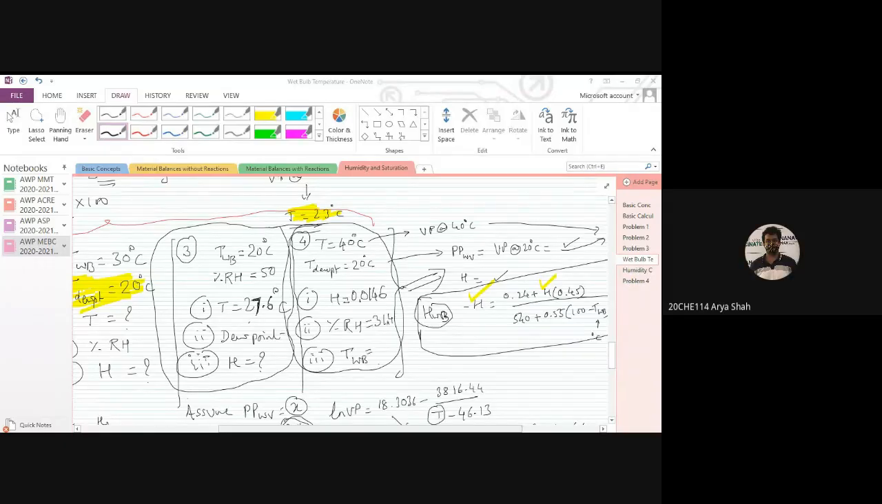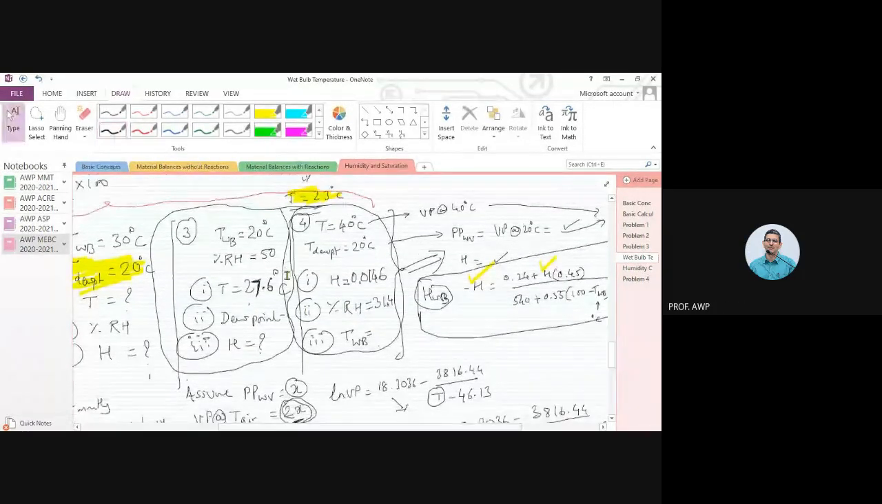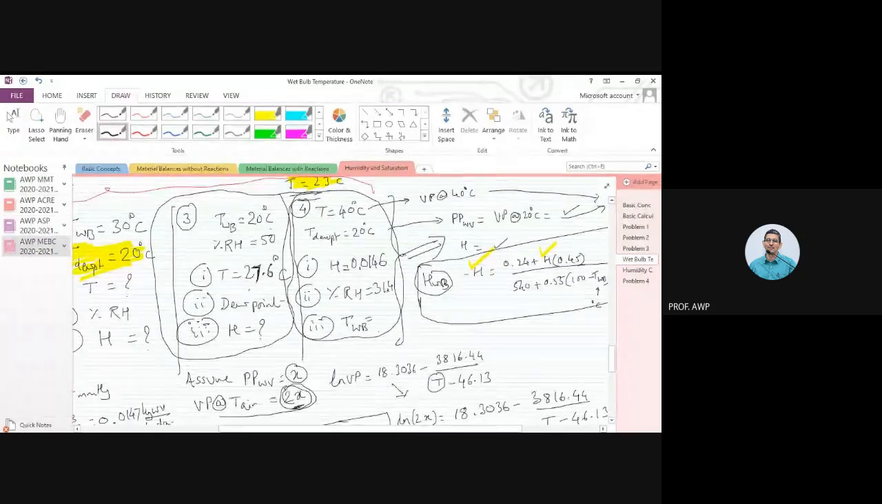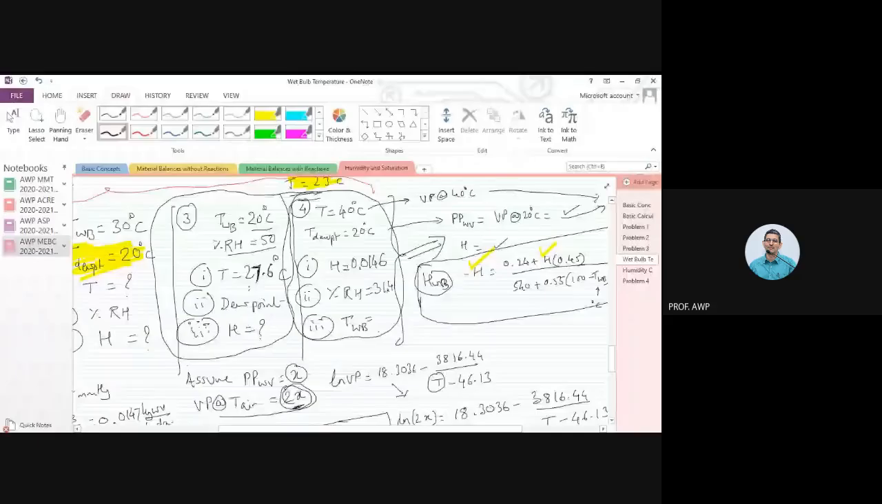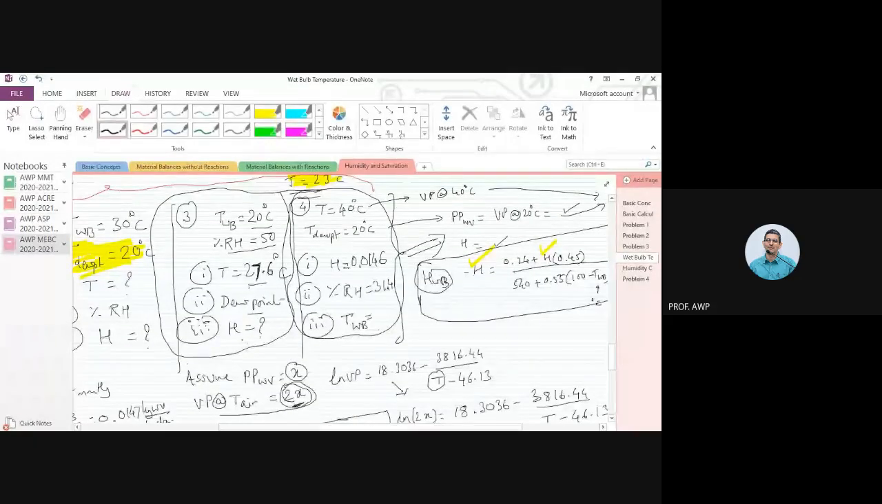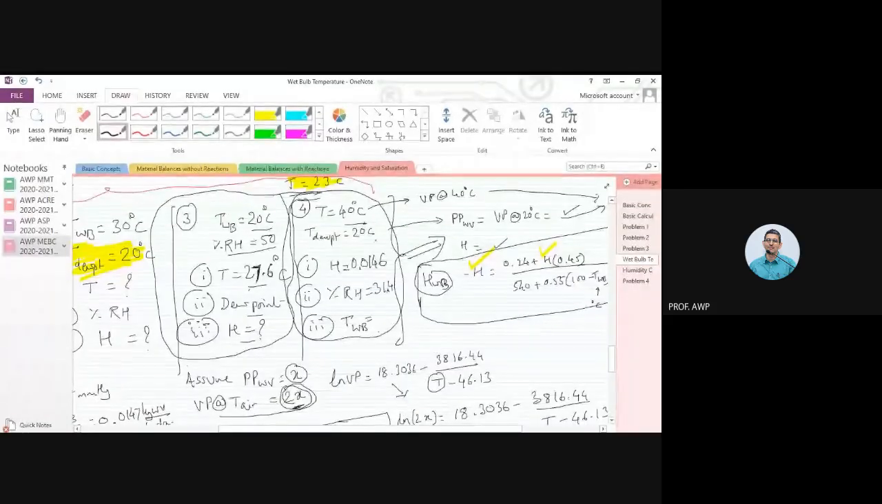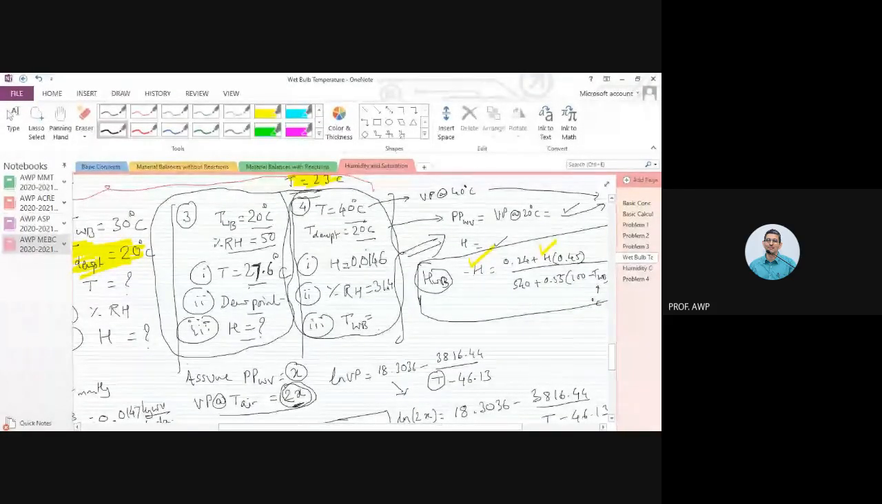Could we solve it now? Yeah, solve it now. Okay, sir. So just do these last 2 problems. TWB is 20 degrees centigrade, percent RH is 50. What is the temperature, what is the dew point, and what is the humidity? And second, temperature is 40 degrees centigrade, dew point is 20 degrees centigrade. What is the humidity, what is the percent RH, and what is the wet bulb temperature? Do these 2 now, and we will see the solution using the humidity chart.